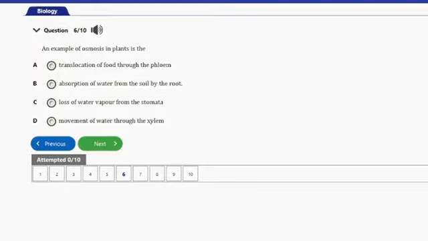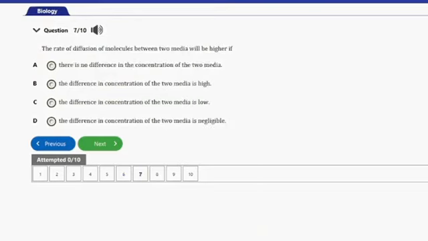So guys, the answer to this question is option B here, and that's absorption of water from the soil by the roots. So absorption of water from the soil by the roots is actually a phenomenon of osmosis in plants. So that's it for that question. Let's go ahead and consider the next question. That's question number 7 here.